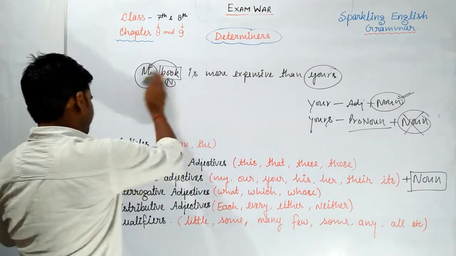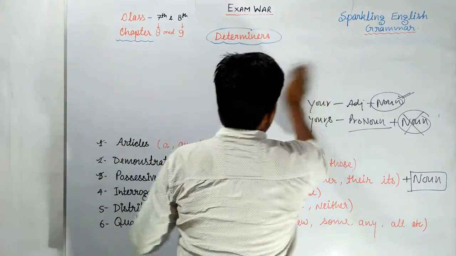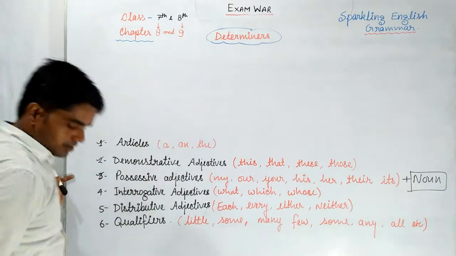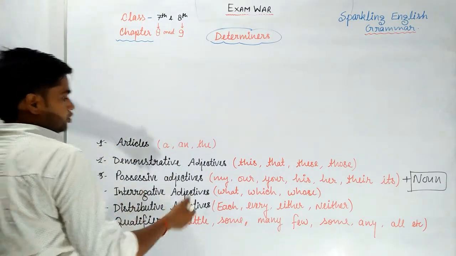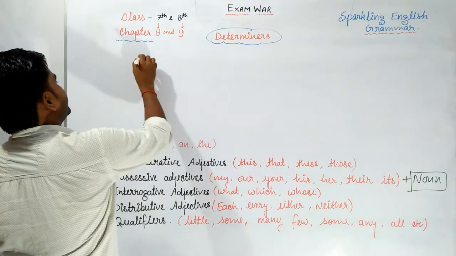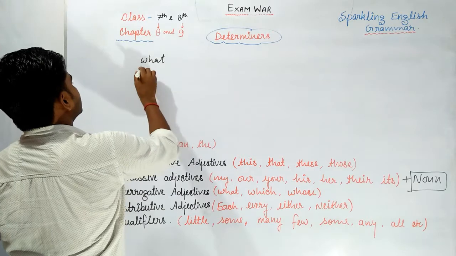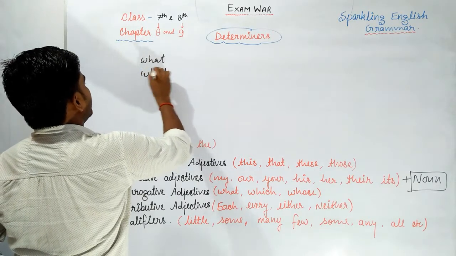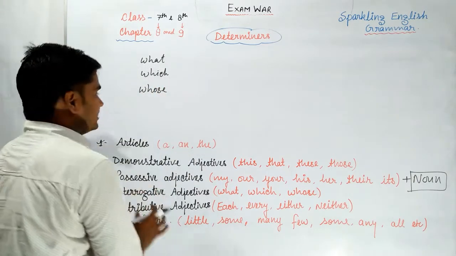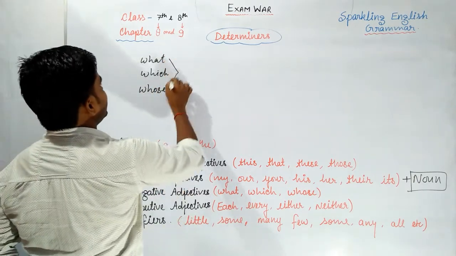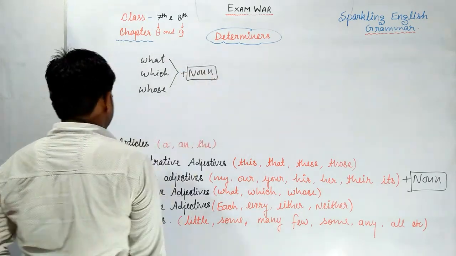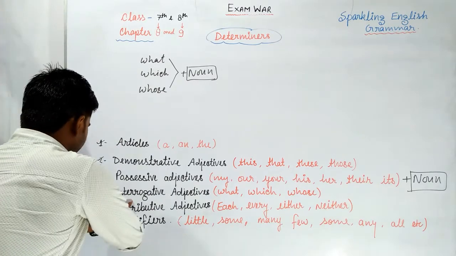So the next point is interrogative adjectives. I wrote what, which, whose. These words are interrogative. What, which, whose. Dear students, if we are using any noun after these words, then they are interrogative adjectives.